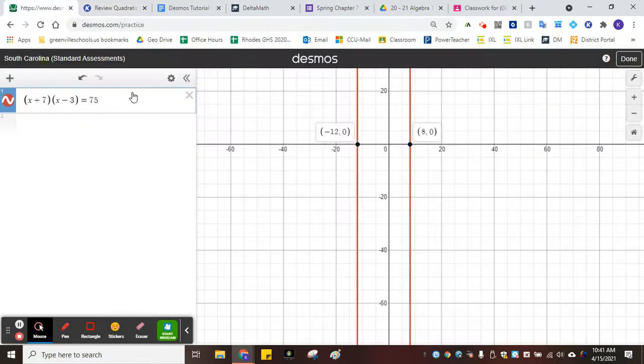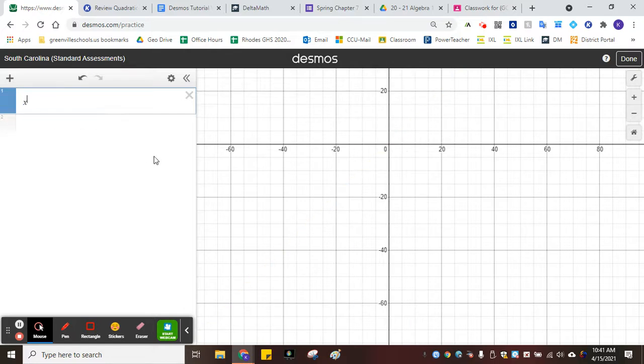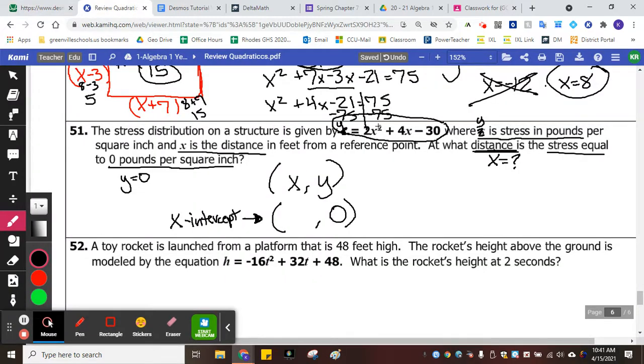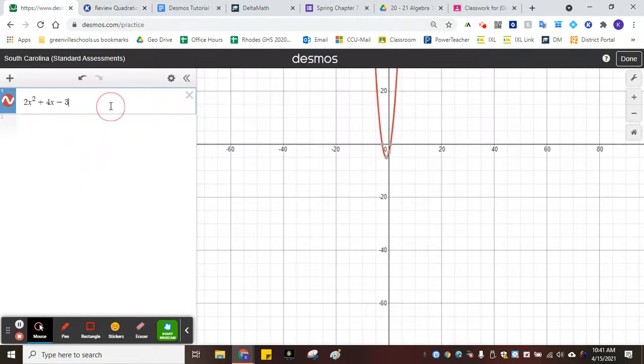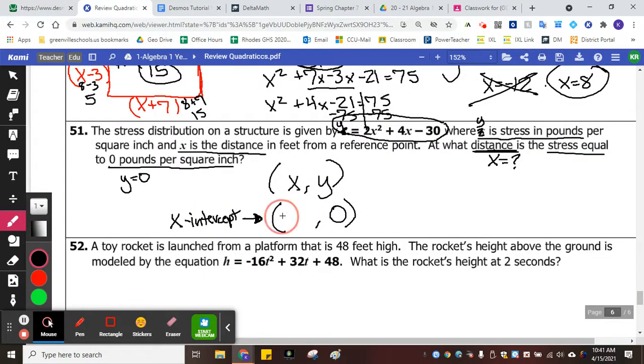Here we see -5 and 3, two different answers. -5 and 3.